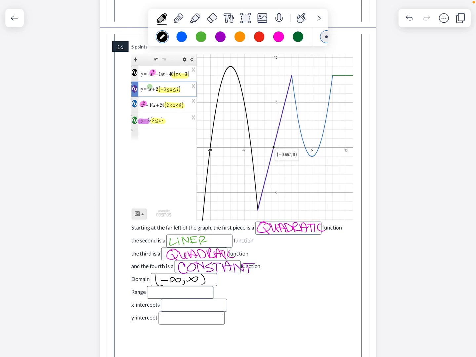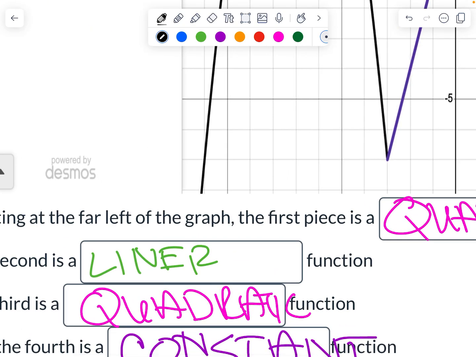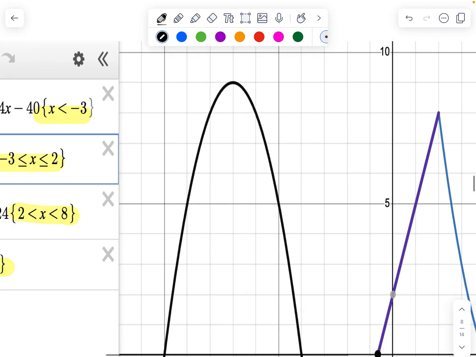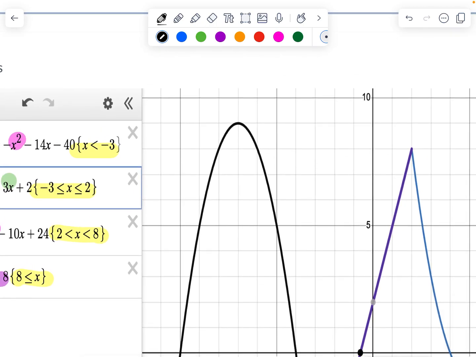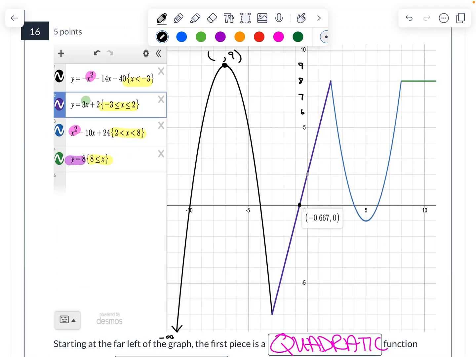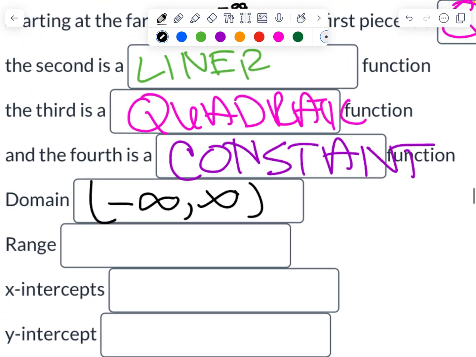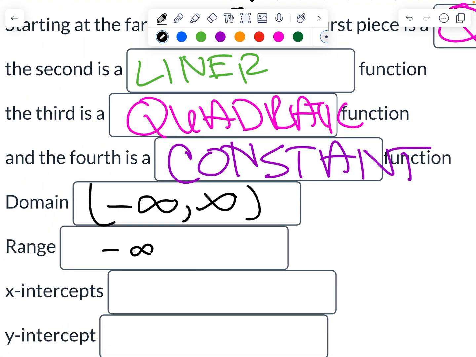The range, on the other hand, this goes down forever. So it goes to negative infinity. But right here is a point, and that point is something 9. And I know that's something 9 because here's 9, and here's 8, and here is 7, and here is 6. And so it is something 9. So the range is negative infinity to 9.